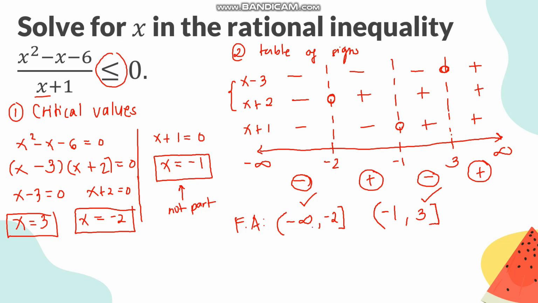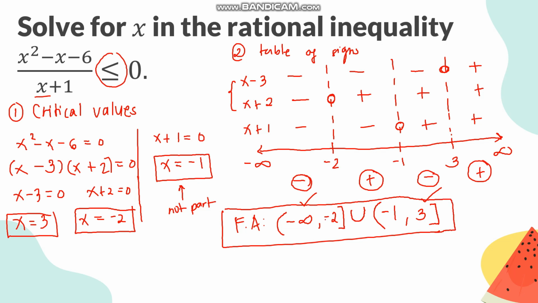Now, if you have two intervals here, you have to connect them by the union symbol. Okay? So this is our final answer. The intervals that will satisfy our inequality is from negative 2 included to negative infinity, union with negative 1 not included to 3 included.